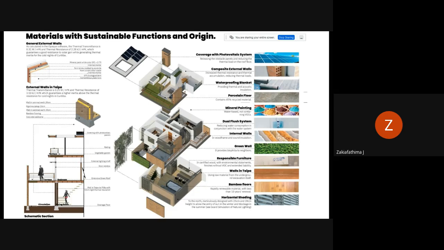And then you have horizontal shading devices. This again will reduce the thermal energy inside your building, so that way you will use a lesser amount of energy in your design.